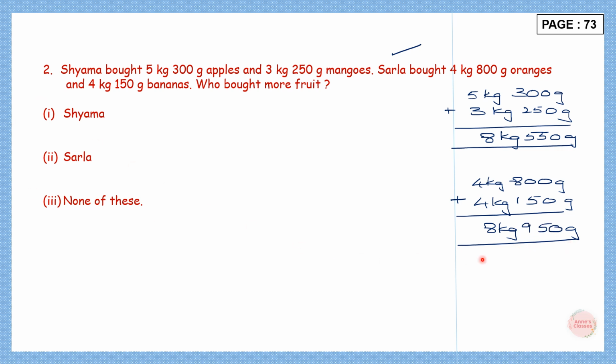So from this we can make out that Sarla bought more. The question is who bought more fruit? So Sarla bought more fruit. So option 2, Sarla is our answer.